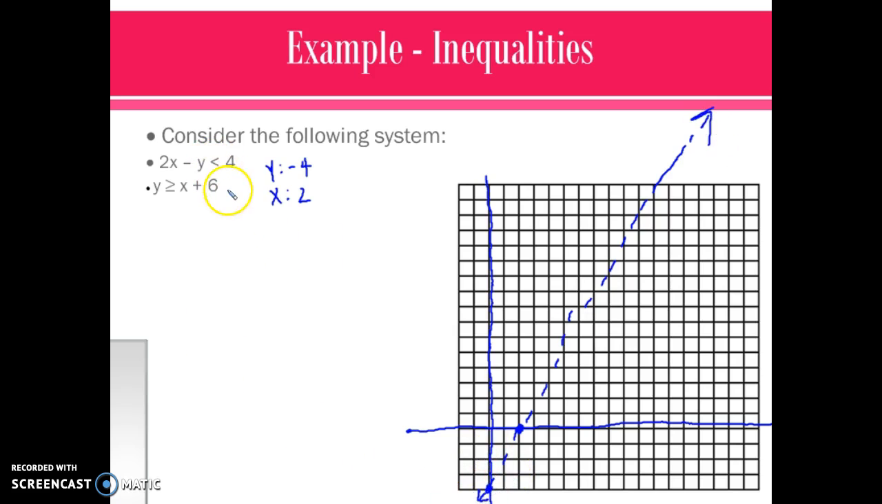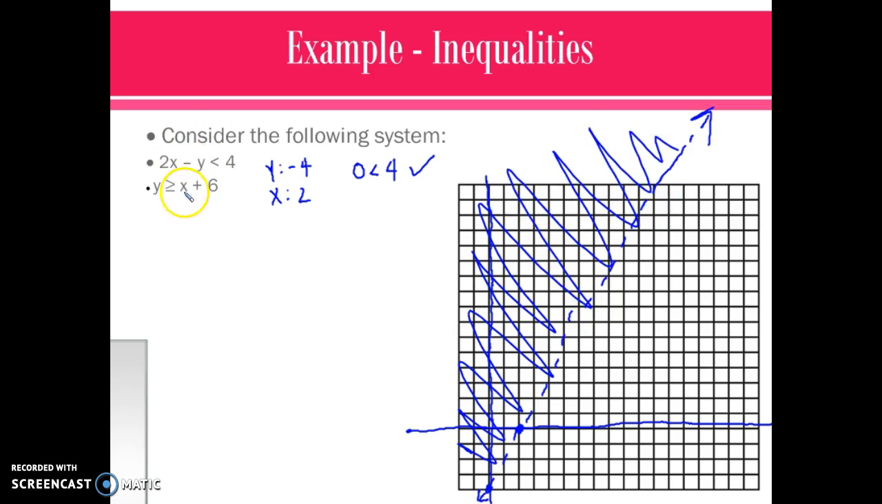Alright, and then deciding where to shade, I can plug in 0, 0. 0, 0 is not on my line, so I can plug it in and see if it works. So this whole side becomes 0. And 0 is less than 4, so that means I'm going to shade where 0, 0 is, which is the top half.